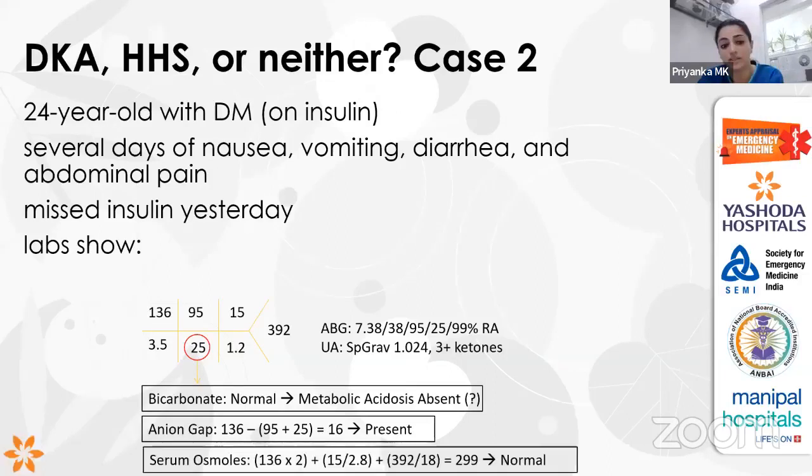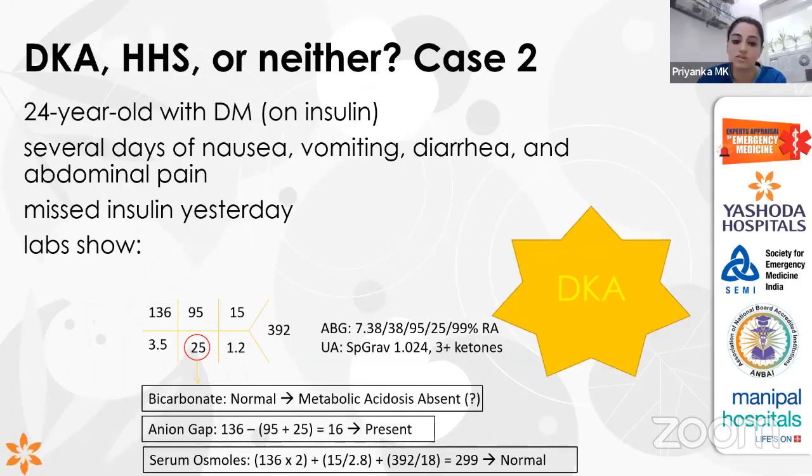And the serum osmoles are normal. So even though this patient is having a mixed picture on the gas, you still say that he is in DKA. So it's very, very important to interpret the ABG and to calculate and see whether it's a primary acidosis, mixed or primary alkalosis, because this can be easily missed looking at the pH.